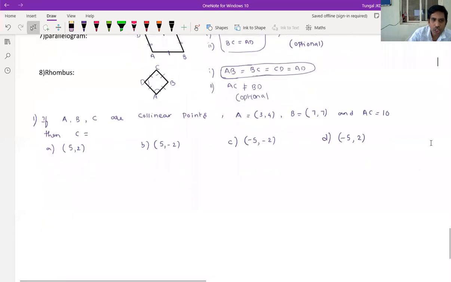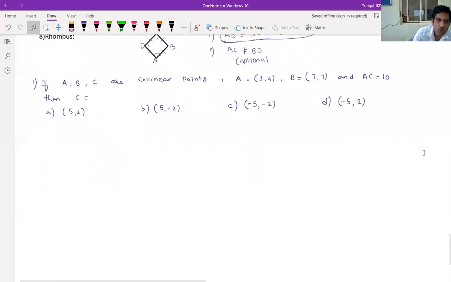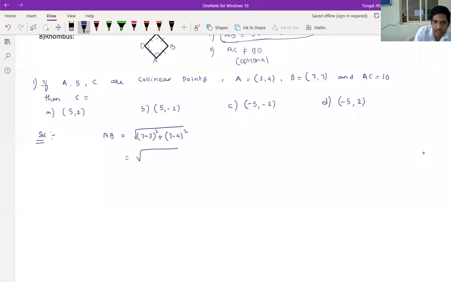Right. Now observe how to do the solution. A point and B point are given, so first calculate the AB distance. AB distance is the square root of (7 minus 3) whole square plus (7 minus 4) whole square. 7 minus 3 is 4, square is 16. 7 minus 4 is 3, square is 9. So what AB distance will you get? 5. You observe, AB distance is 5.